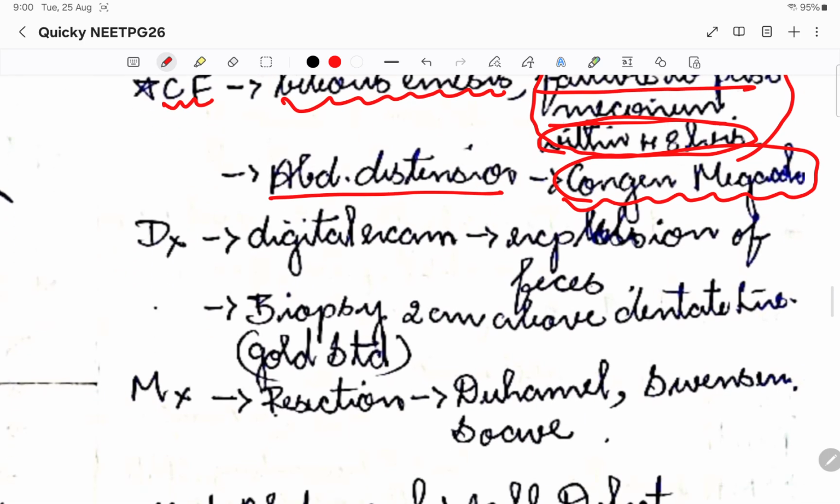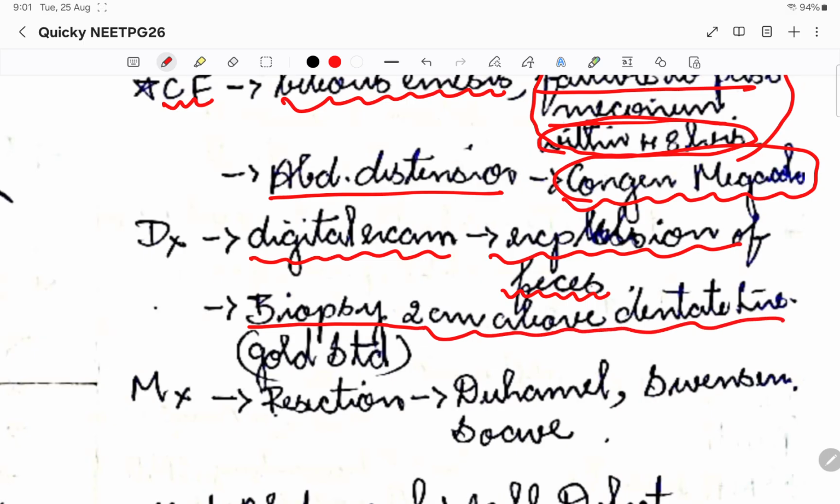How do we diagnose it? Now, till 48 hours the baby is not passing stool, so we do a digital exam, and there will be expulsion of feces. After the digital exam, we do a biopsy, 2 centimeters just above the dentate line. We know the dentate line, right? In the anus, there will be a dentate line. So the biopsy sample is taken 2 centimeters above the dentate line. This is the gold standard way of diagnosing Hirschsprung's disease.